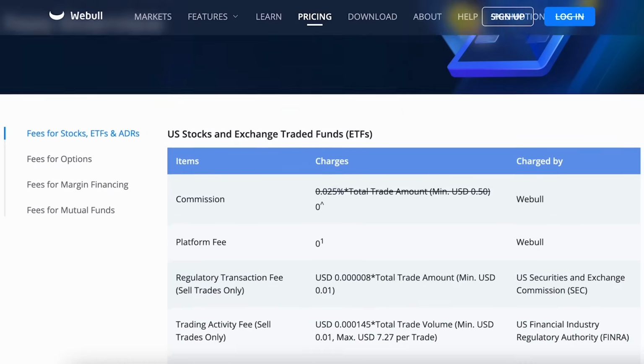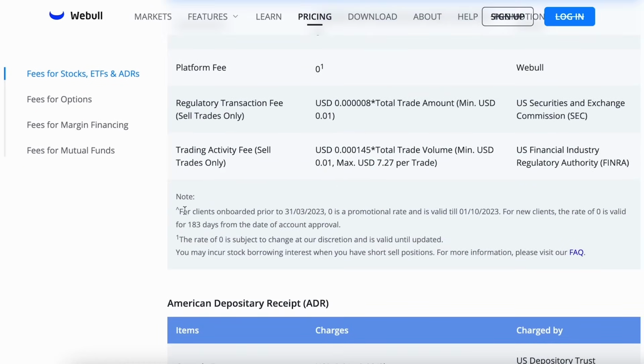And for the commission wise, it was really free at $0 because if we look at the pricing table of Webull, for existing customers, there will be no commission charge until the 1st of October 2024. And for new customers, your first 183 days is commission free.